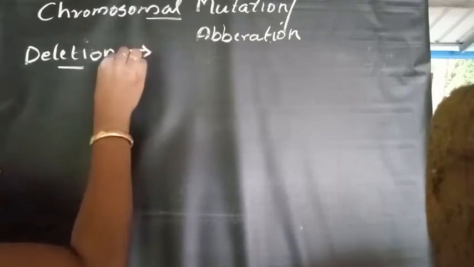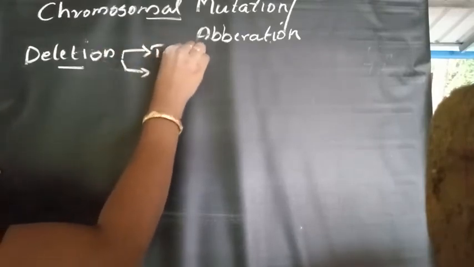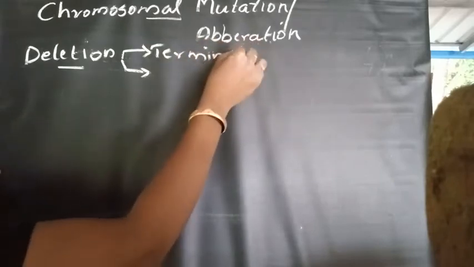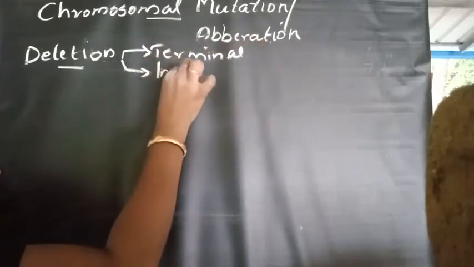Deletion is of 2 types: terminal deletion and intercalary deletion. So, what is deletion? Deletion is the loss of a part or a segment of a chromosome which ultimately leads to the loss of some genes. That is called deletion. It is of 2 types: terminal deletion and intercalary deletion.